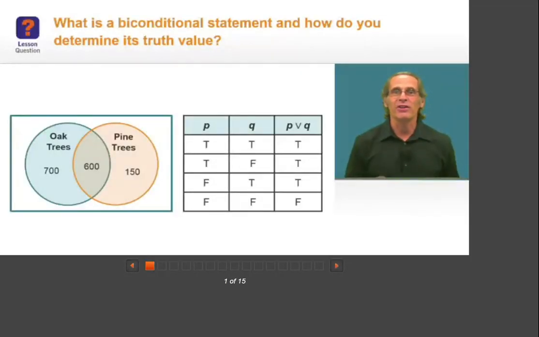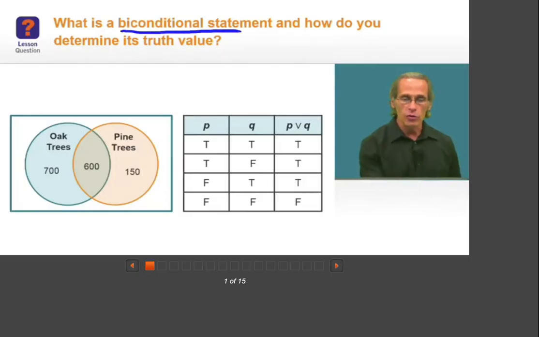You should be familiar with a conditional statement and how they're structured and written symbolically. Now, we will use this as our starting point to answer the question, what is a biconditional statement, and how do you determine its truth value? Next, we'll learn how to construct compound statements and determine their validity using Venn diagrams and truth tables.